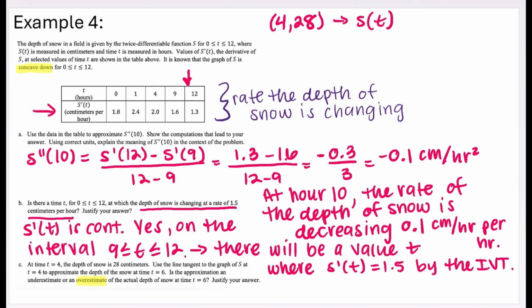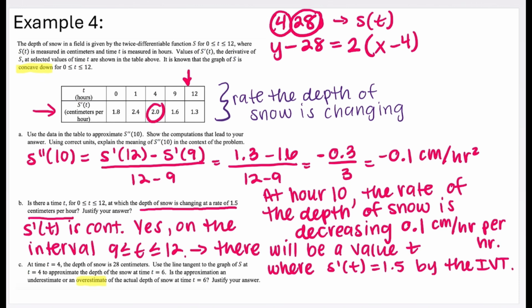Now, let's go ahead and use the information they gave us to find our tangent line equation, and then we'll plug 6 into that to approximate the depth of snow at t equals 6. So first, at 4, our slope is going to be 2. That's from the table. The first derivative is the slope of the tangent line. So I'm going to do this one in point slope again. So I'm going to do y minus the y of the point, which is 28, equals the slope, which is 2, times x minus the x from the point, which is 4. So that's the point slope form of that equation.